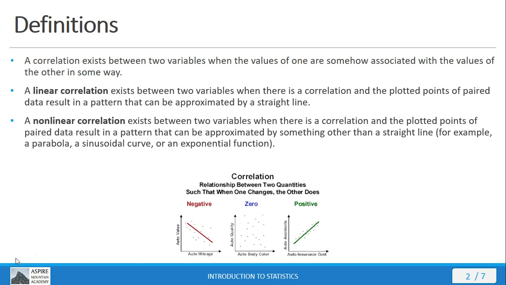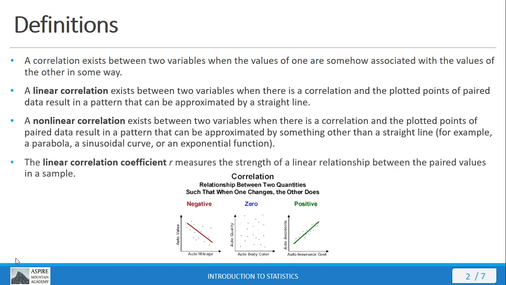It's a nonlinear one. And so we have a nonlinear correlation when you can approximate the relationship between two variables with something other than a straight line. So you're looking at a parabola or a sinusoidal curve, an exponential function. There's a long list of different nonlinear correlations that exist, and we'll get into some of those in a future mini lecture.